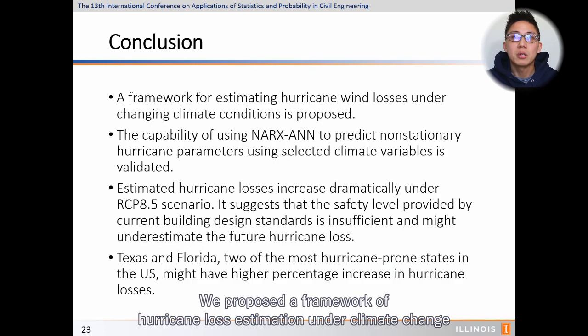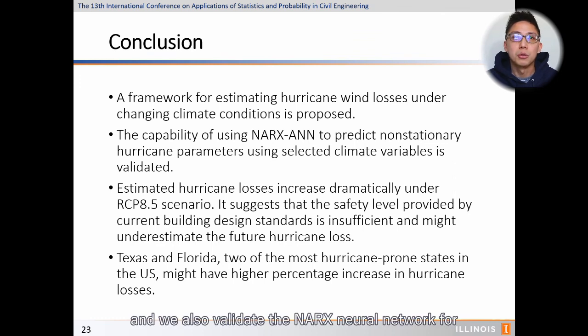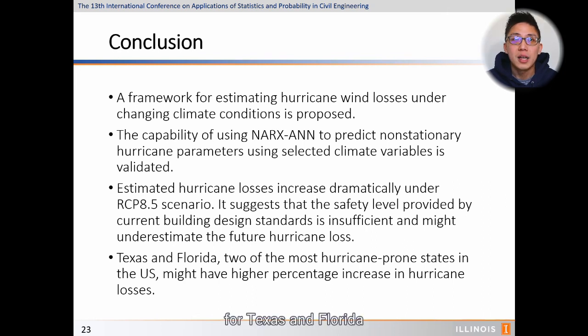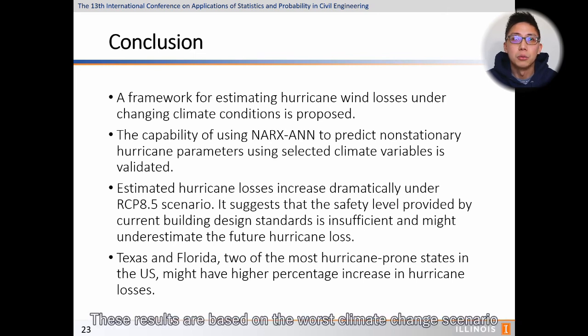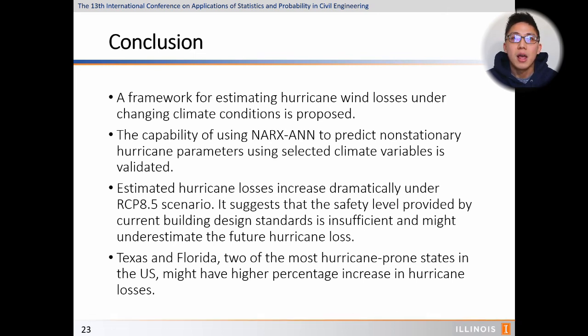We propose a framework of hurricane loss estimation under climate change, and we also validate a NARCS neural network for predicting hurricane parameters. And Texas and Florida, 2 of the most hurricane-prone states in the United States, may have higher hurricane risk in the future. These results are based on the worst climate change scenario, and we are not using this result to terrify people. Instead, we hope people, especially the government, pay more attention to the climate change issues.